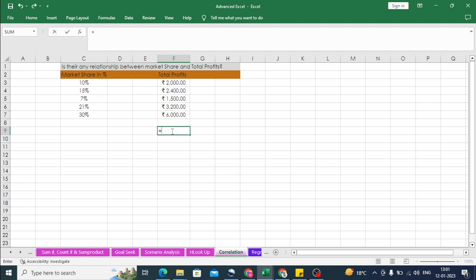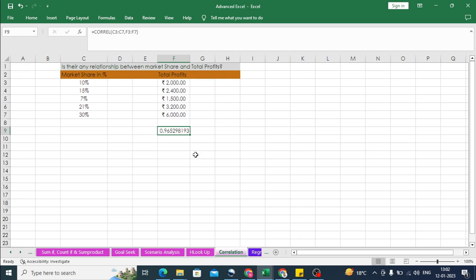So first of all we type equals, then we type CORR, and here we have the correlation function. Double click on it. Now it is asking you for data, array 1, array 2. Array 1 is our market share data, comma. Now it is asking you for the array 2 data. You enter the array 2 data, you close the bracket, and you hit enter. As you can see, the value of correlation is 0.96, which is very near to +1. So we can say that there is a very high degree of correlation between market share and total profits.